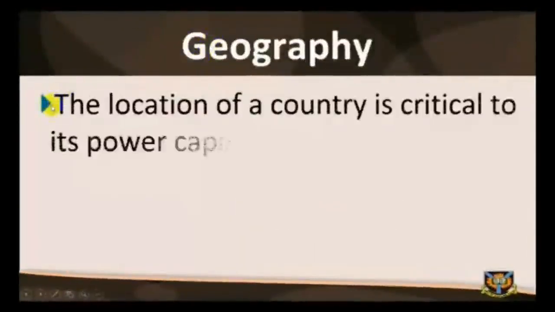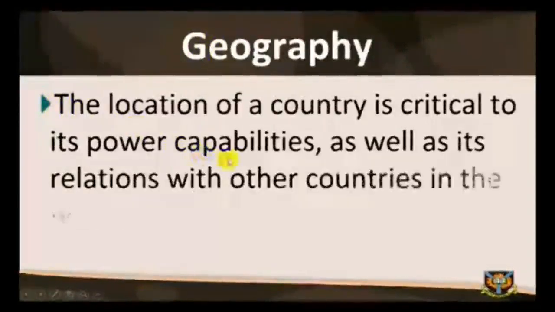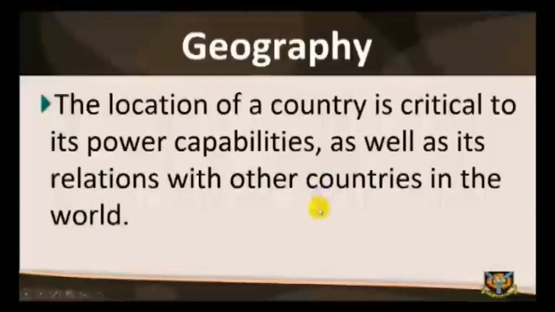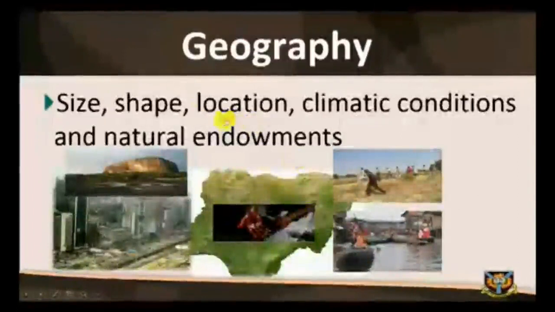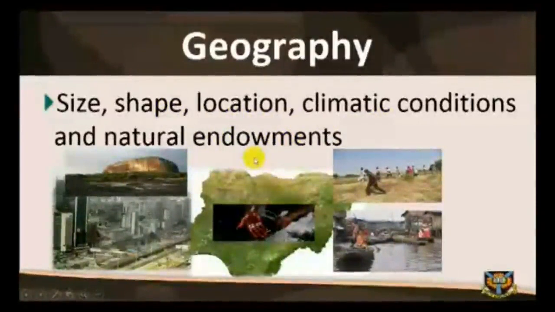The geography of a country is critical to its power capabilities, as well as its relations with the other countries in the world. The geographic factors include the size, shape, and location, climatic conditions, and natural endowments, including mineral resources. For example, the capacity of a landlocked country to act extensively in international politics will be limited by the difficulty or expenses involved in transportation systems.